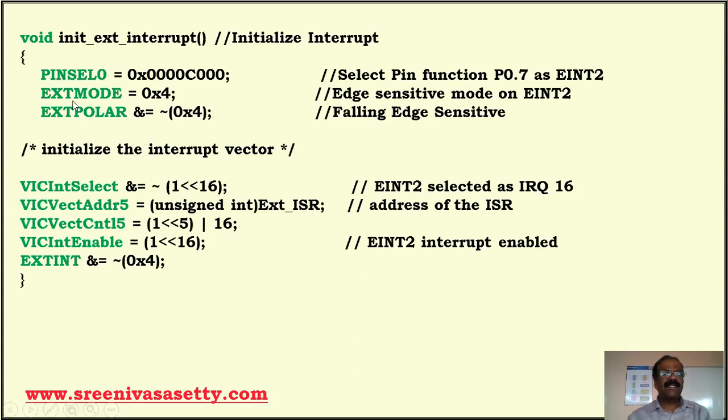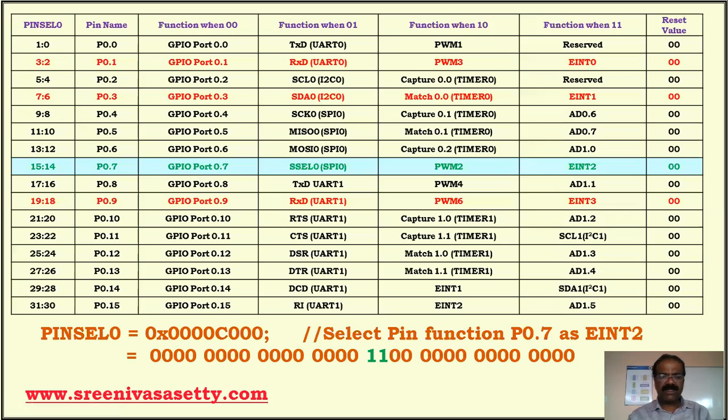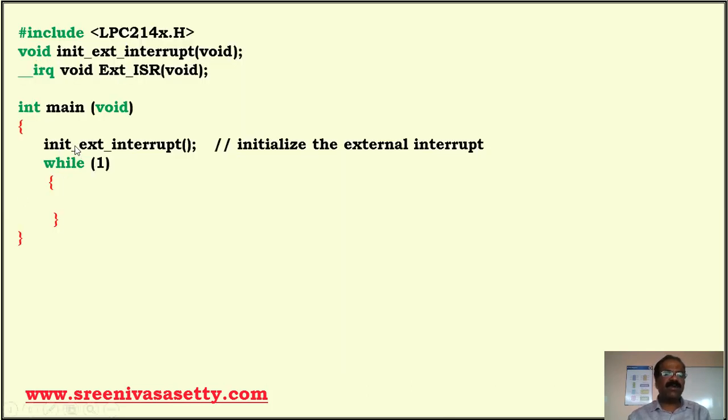Pin select, external mode register, polarity register, interrupt select register, address file, vector control file, interrupt enable, external interrupt initialize. I explained each and everything. Therefore, what is your step number 1? That is, we have to initialize and configure the interrupt system.